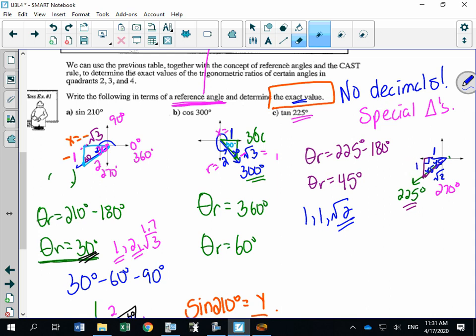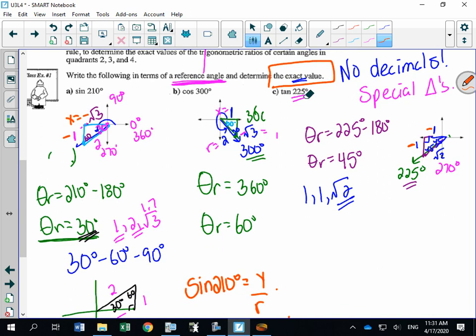So you label your special triangle 1, 1, root 2, and after you have it labeled, you could then put in your positives and negatives. So my radius is always positive. X in this quadrant is negative. So I'd have to say that that 1 is really a negative. And my y is also negative, right? So this would be the special triangle.